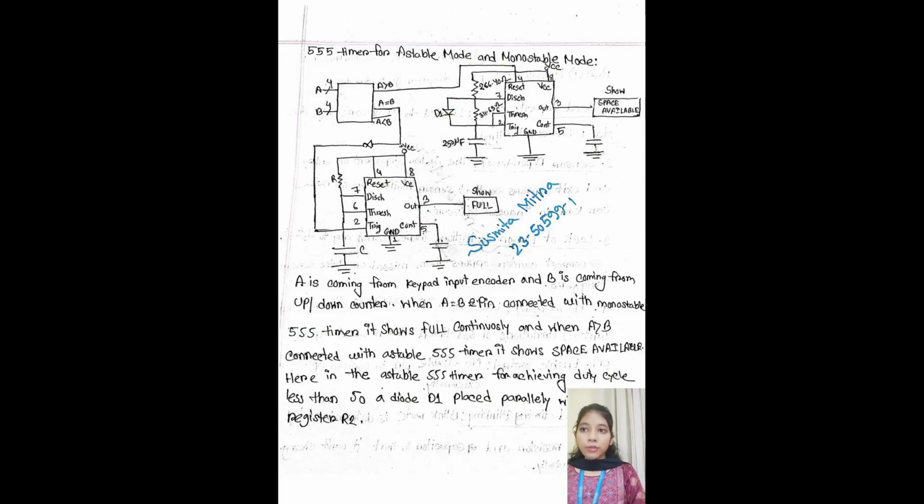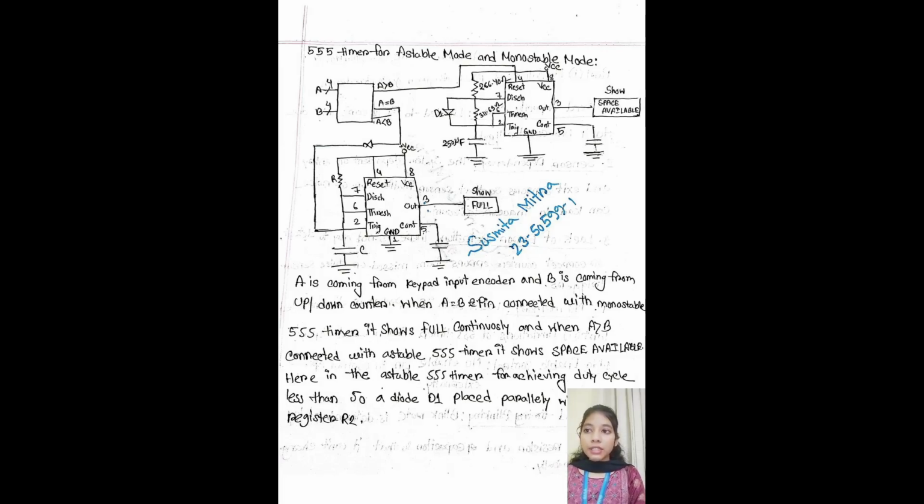Here the system uses two 555 timer circuits, one in monostable mode and another in astable mode, controlled by a comparator to display parking status. When the comparator output equals B, indicating the garage is full, it triggers the monostable 555 timer through pin number 2, causing its output to go high and activate the full display continuously.